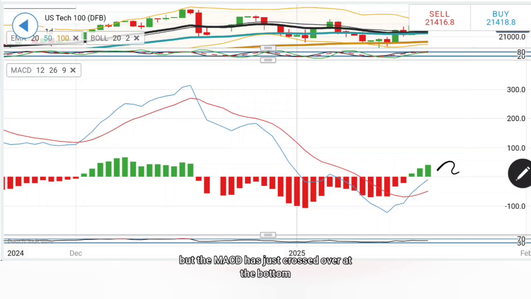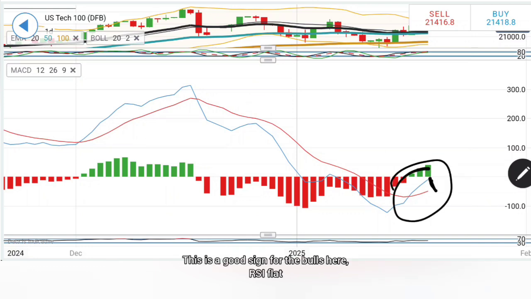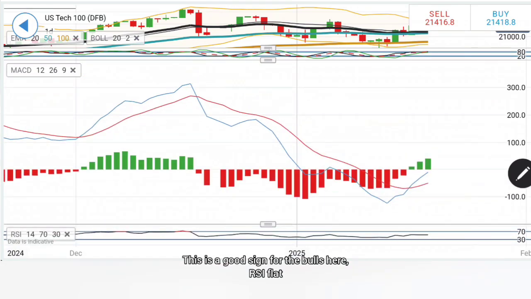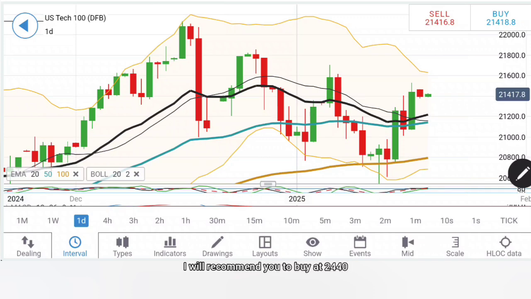Stochastic overbought, but the MACD has just crossed over at the bottom. This is a good sign for the bulls here. RSI flat. So looking at this, I will recommend you to buy at 21,440 levels here. Expect 21,470, 21,510, and if 21,510 is taken, I think there is no point to stay with the shorts here. Expect 21,560, 21,660, 710, 800, anything and everything possible.